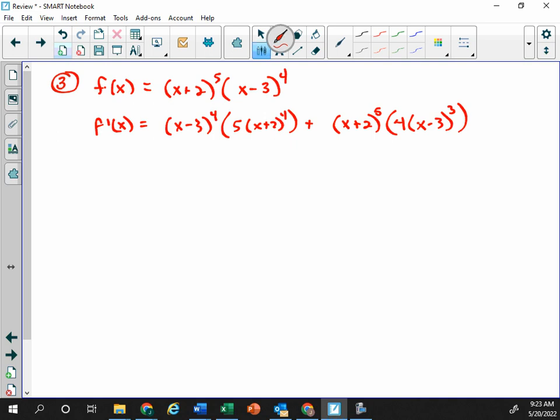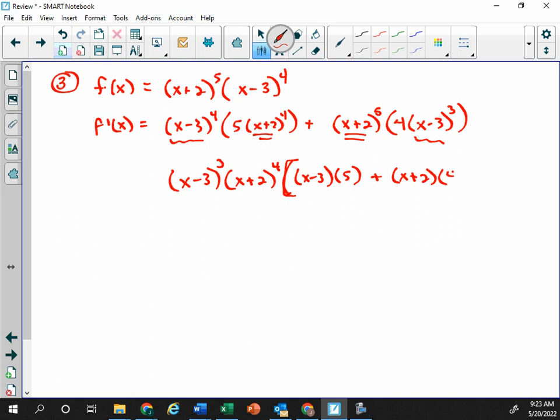Okay. This is where we then have to do that fancy factoring. I see they both have x minus 3s. I could take 3 of them out. They both have the x plus 2s. Take 4 of those out, and then left, I have an x minus 3, I have the 5, I have an x plus 2, and I have the 4. Are you with me there? Okay.